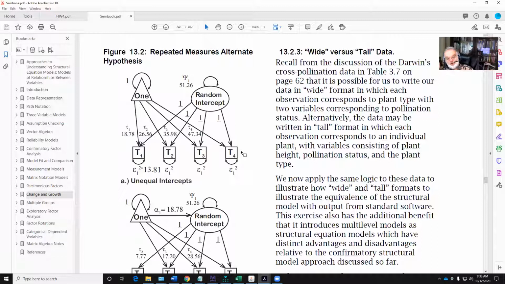One of the nice talking points about tall data is I might have a longitudinal data set where the measurement occasions on the individuals are different across the participants in the study.